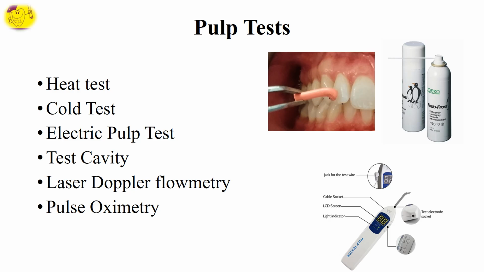Cold test is done using ice sticks or Endo-Frost if available. An electric pulp test is essentially done using specific devices which has varying currents or wavelengths of electricity passed on the tip. And if nothing is conclusive, we can always try a test cavity. And the recent advances are laser Doppler flowmetry and pulse oximetry.